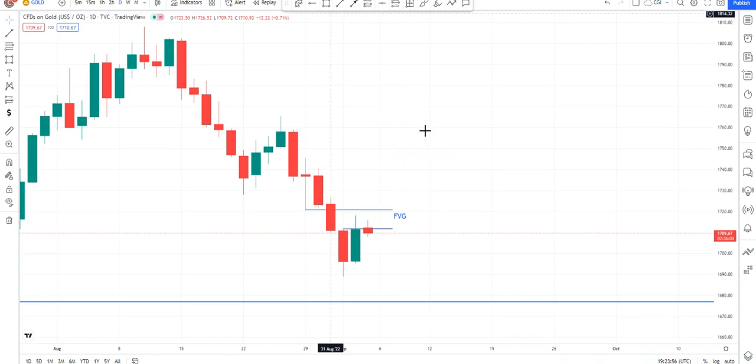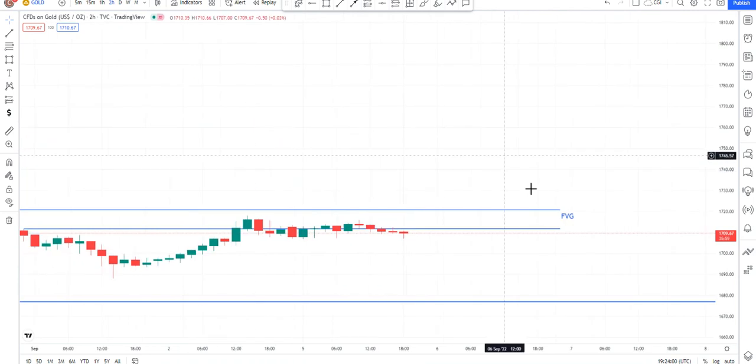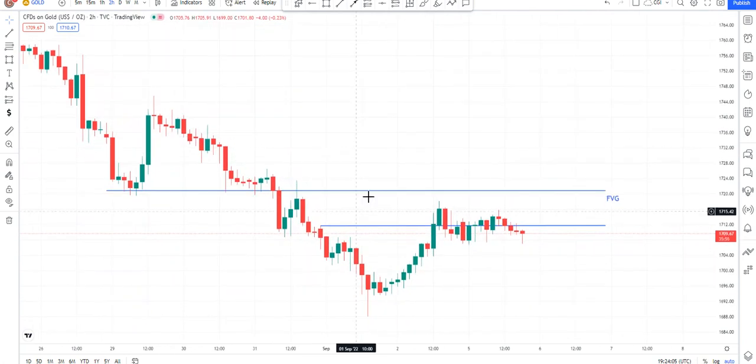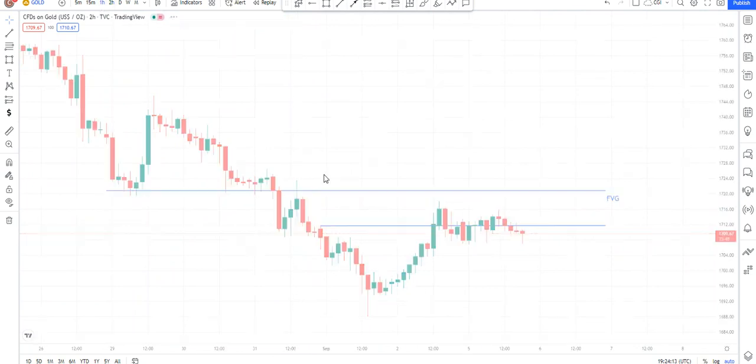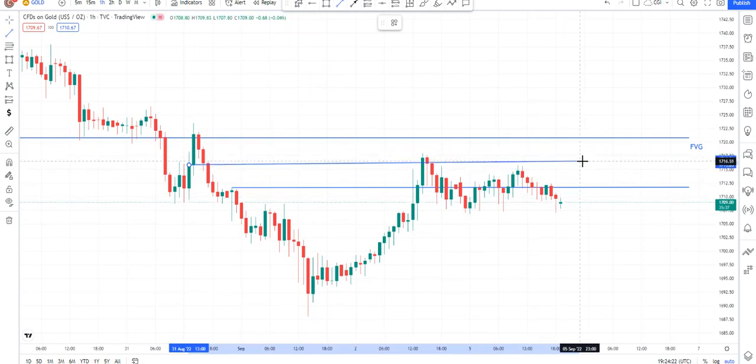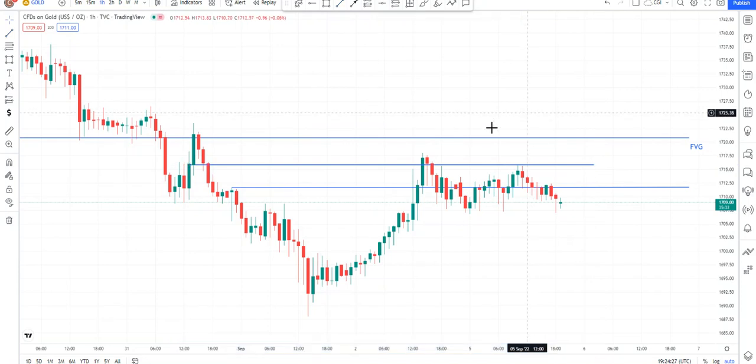Okay, so you mark out your fair value gap there, then you go to a lower time frame to check out what is happening and what you can see. On the 2 hour time frame, you can see this other block that is inside the fair value gap. Let me go down to 1 hour instead. So on the 1 hour chart, we have this other block there.